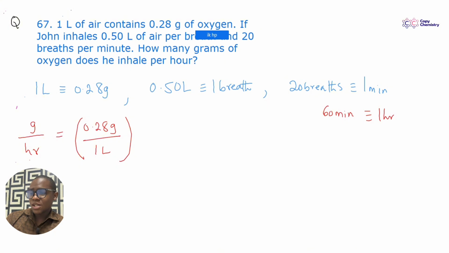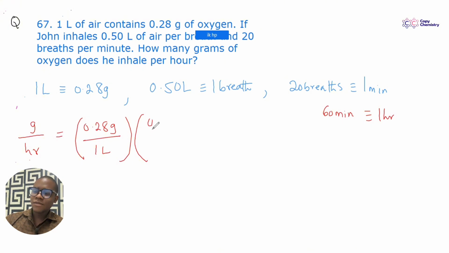Remember, my plan is to do all this multiplication in such a way that some of the units will cancel out and I would eventually have grams over hour. So that's the aim. I think it's a good thing to put the grams up here and the liters down. Let's continue. We have 0.50 liter equivalent to 1 breath. So either I write 0.50 liter divided by 1 breath or 1 breath divided by 0.5 liters. There's only those two ways it can be, so we have to pick only one. Only one will make sense.